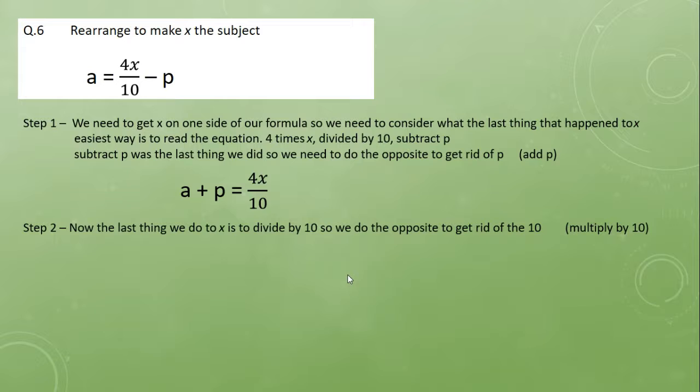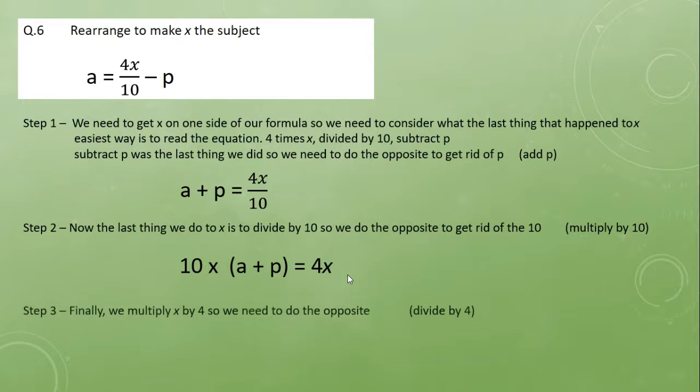Step 2, if I read it out again, I've got 4x divided by 10. The last thing I said was divide by 10, so I'm now going to multiply by 10 to get rid of the 10. I'll have 10 multiplied by a plus p. I need to put that in brackets because it's not going to be 10a plus p. It's going to be 10a plus 10p. You can write it like that if you want to, or we can keep it in the brackets, equals 4x on the right hand side.